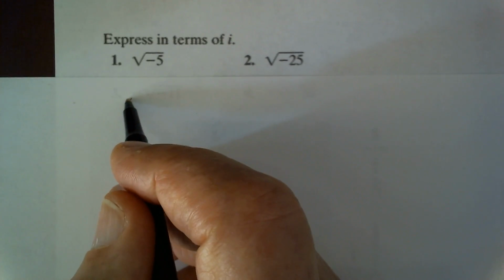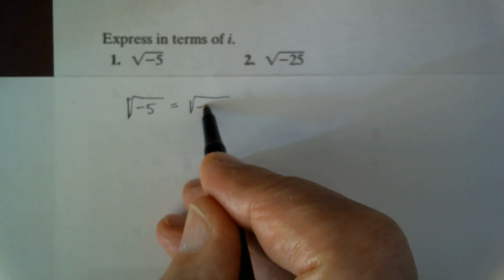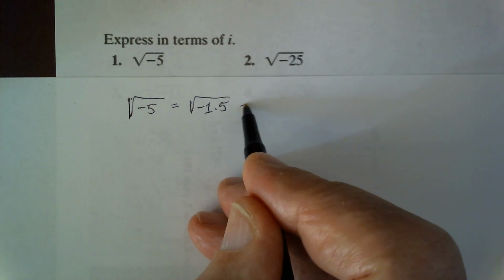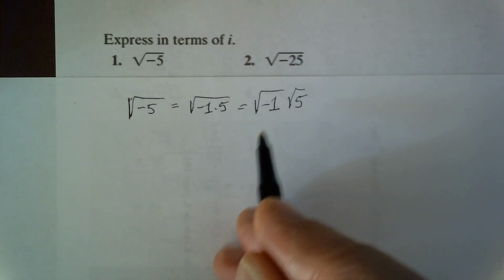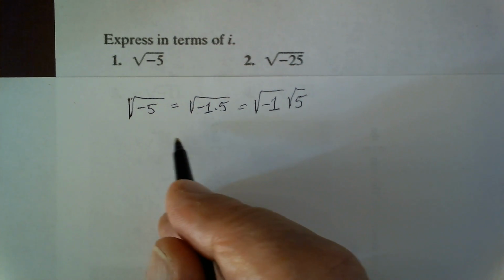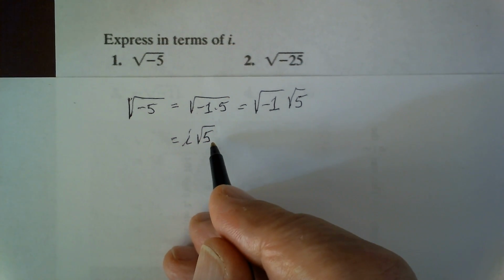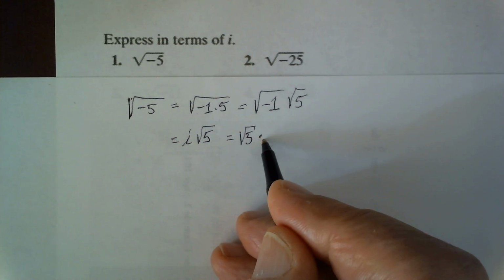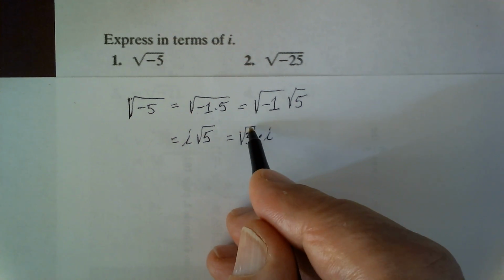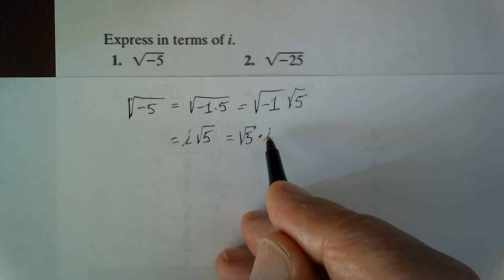So we begin with example number 1, the square root of -5. We can write the square root of -5 as the square root of -1 times 5, and that we can write as the square root of -1 times the square root of 5. And since the square root of -1 equals i, that then becomes i times the square root of 5. And we can also write it as the square root of 5 times i. But we have to be careful that it doesn't look like the i is under the radical symbol. Okay, so just be careful that there's no confusion possible.